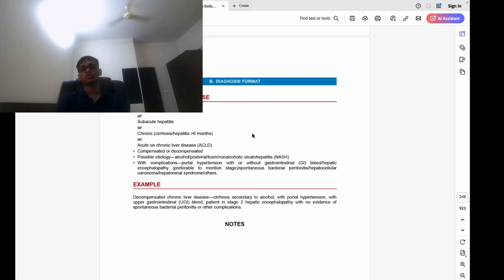Then possible etiology: alcohol, post-viral, toxin, non-alcoholic steatohepatitis (NASH), with complications of portal hypertension, with or without gastrointestinal bleeding, hepatic encephalopathy and its stage, spontaneous bacterial peritonitis, hepatocellular carcinoma, hepatorenal syndrome, or others. So, example: decompensated chronic liver disease, cirrhosis secondary to alcohol, with portal hypertension, with upper GI bleeding, patient in stage 2 hepatic encephalopathy with no evidence of spontaneous bacterial peritonitis or other complications. Decompensated chronic liver disease.